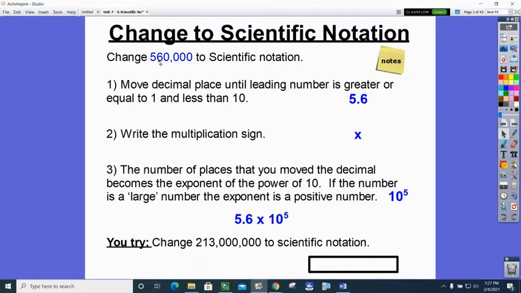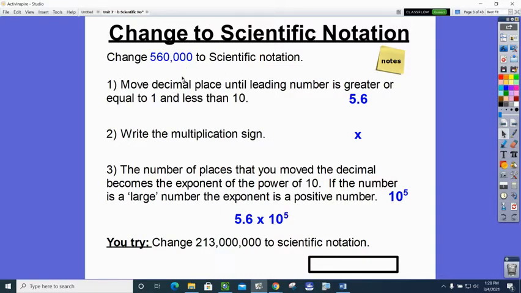Now go back up to this number and imagine that the decimal is sitting in between the 5 and the 6. You need to multiply it by a power of 10. So look at the number of places on this side, to the right. You can see 1, 2, 3, 4, 5. So I have to move that decimal 5 places to get it to 5.6. So I'm multiplying by 10 to the 5th.